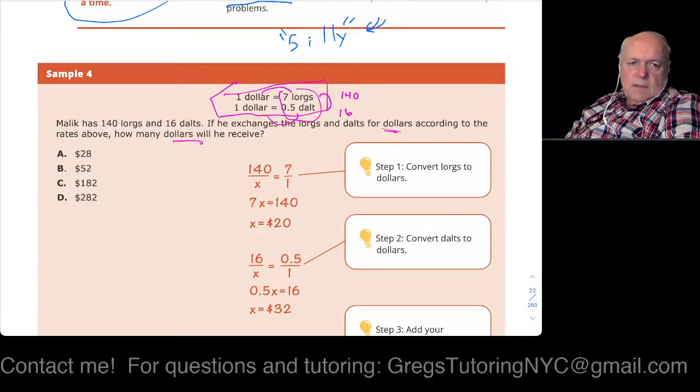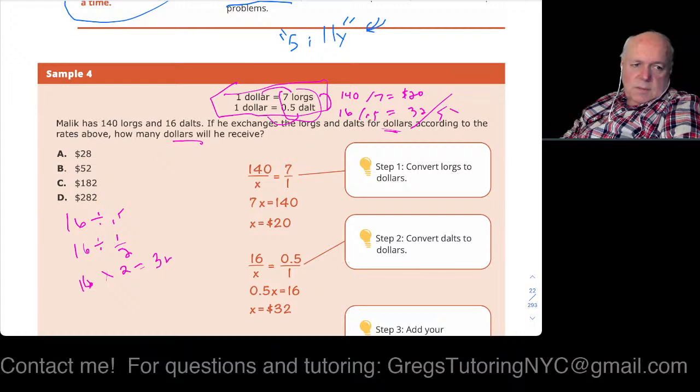So we can take that 140 and divide it by 7 and get $20. And we can take the 16 and divide it by a half, and this is not 8. This is 32. Right? Just to go over here, 16 divided by 0.5 is 16 divided by 1/2. So if we do keep, change, flip, or change the sign and do the reciprocal, we get 16 times 2, which equals 32. And then if we add these numbers up, we get 52. So B will be our answer there.